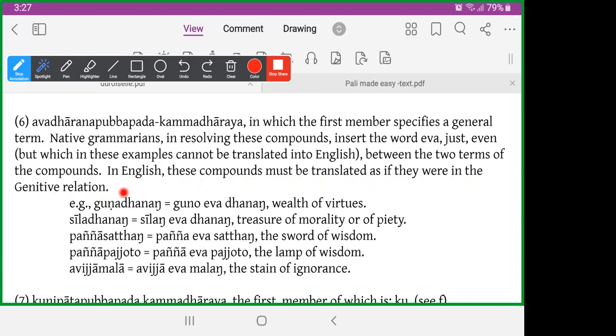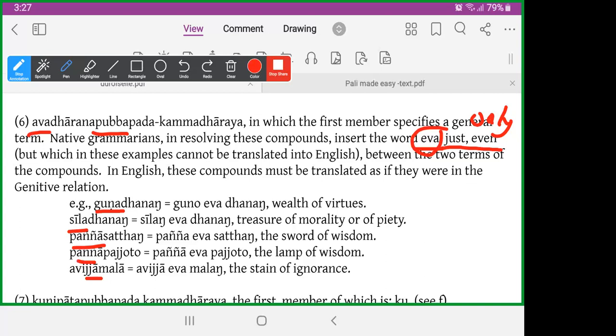All right. For this example, because it's called avadharana, you need to insert only one word, not iti, not hutwa, not via. It's only eva here, which means just, even, but sometimes there's another meaning, only. So avadharana pubba. Pubba means the earlier one, the earlier sentence.